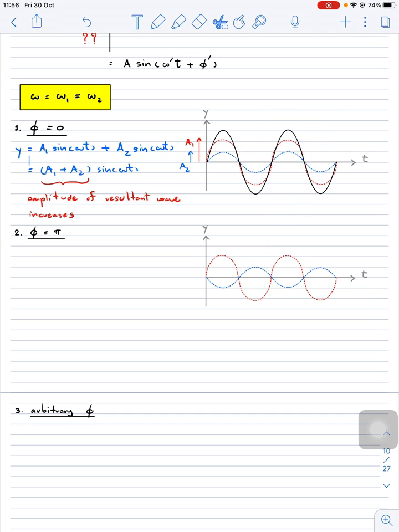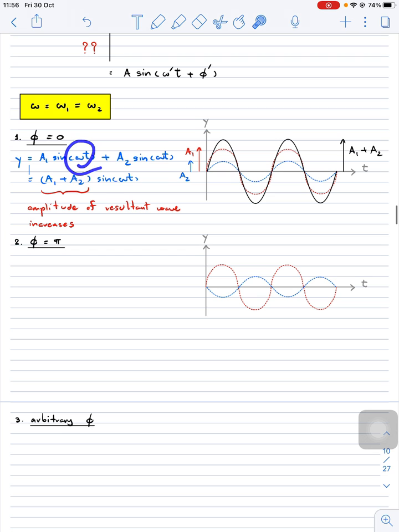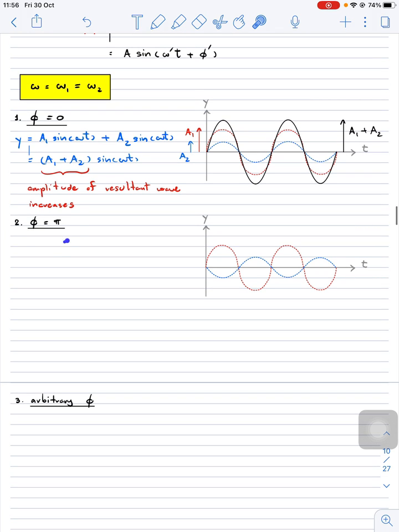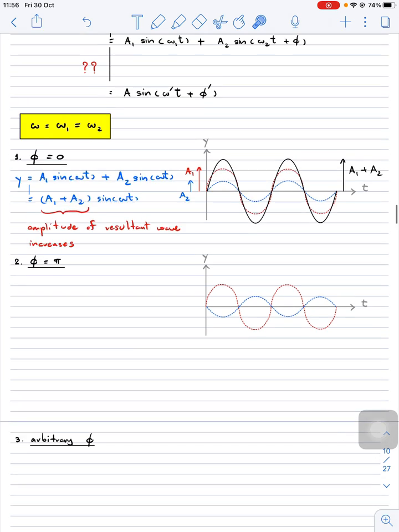Yeah, something like this. Okay, so the amplitude of this one is equal to A1 plus A2. But don't forget that the angular frequency must still be the same, right? Because both of them have the same angular frequency here. Okay, another case, so let's say that phi is equal to pi, right?